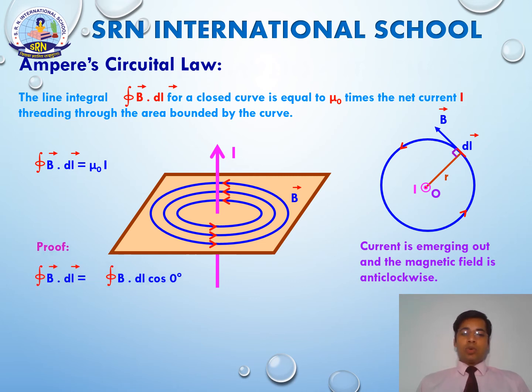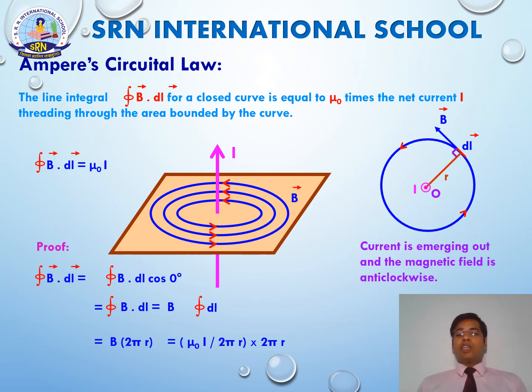Now, as per this rule, if we integrate the magnetic field over the entire length, then ∮B·dl cos θ. Now, θ is 0 degree here. So, B dl, take out B common. So, integrate dl only. If we integrate this dl over the entire loop, then we get 2πr, the circumference of this circle. Then the magnetic field is equal to μ₀I upon 2πr into 2πr. So we cancel out 2πr by 2πr. So we get ∮B·dl is equal to μ₀I. This is the proof of Ampere circuital law.